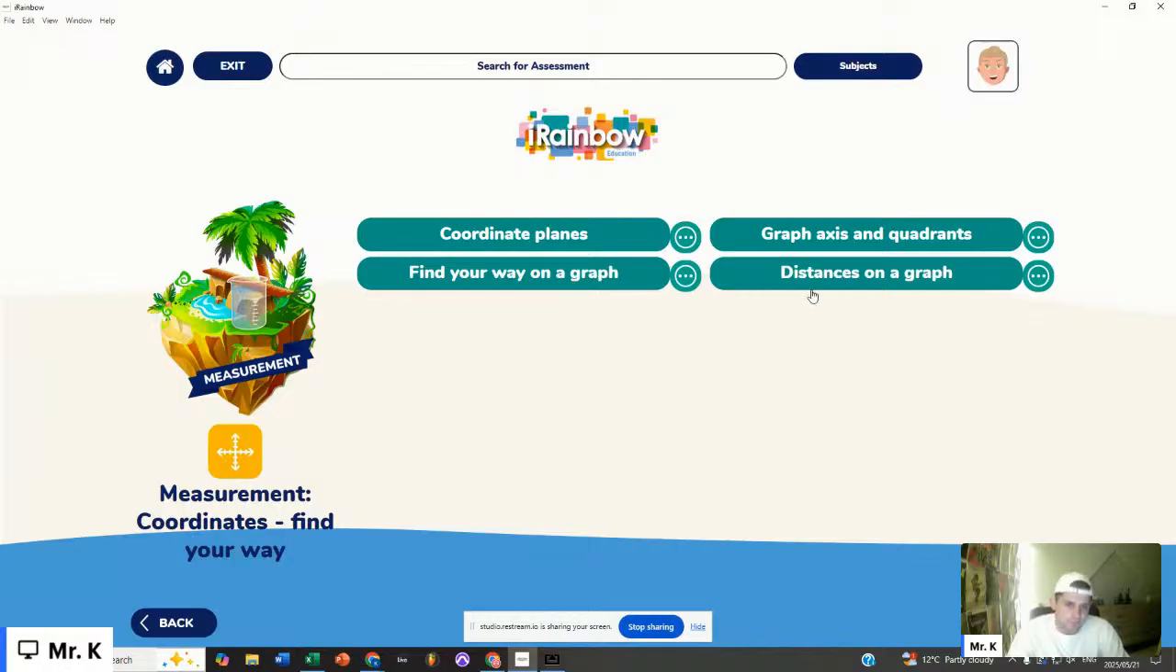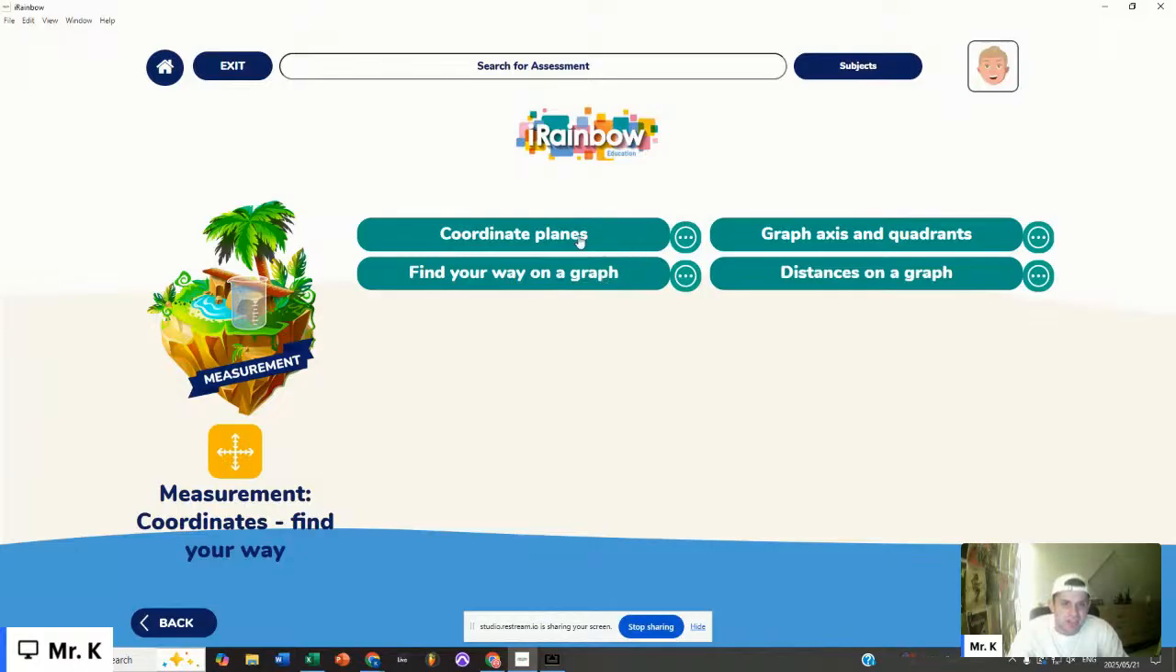Now, as far as this last quiz at the bottom right is concerned, we have not yet spoken about how to calculate distances on a graph on this coordinate plane. I showed you guys that we will talk about that soon enough, but that is not what you need to practice for right now. Instead, I want you guys to focus on the first quiz, coordinate planes, and the second quiz, graph axes and quadrants. And if you want to just explore a little bit, you're more than welcome to try the quiz called Find Your Way on a Graph.